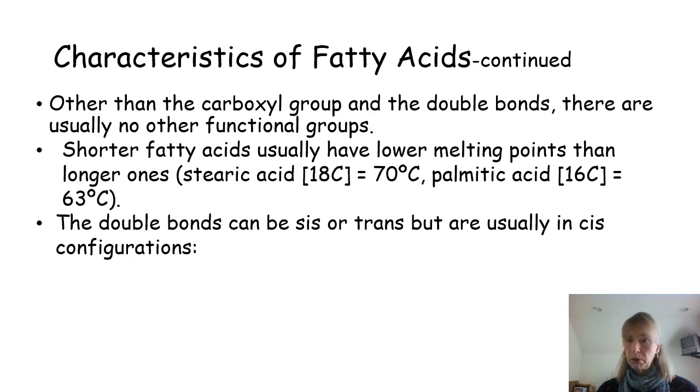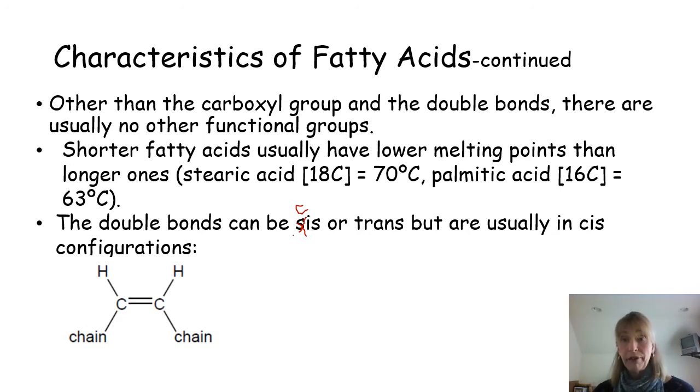Double bonds, whoops, we misspelled here. This should be cis, C-I-S. Double bonds can be cis or trans, but they are usually in the cis configuration. Remember what cis meant in relation to a double bond. In that big long carbon chain of a fatty acid, we might see a double bond, and that means that the rest of the carbon chain, what's around it, is on the same side of that double bond. So typically they can be cis or trans, but most usually they are in the cis configuration.